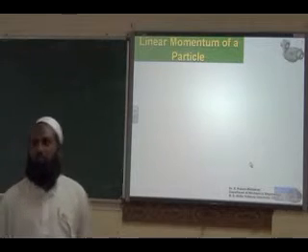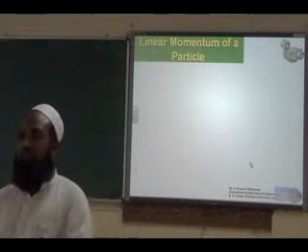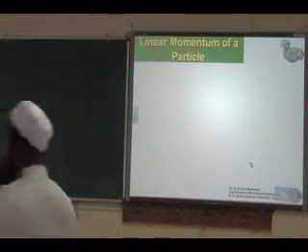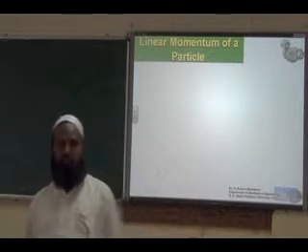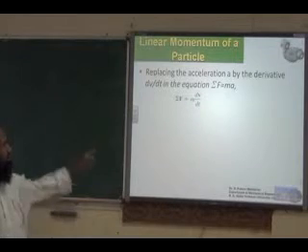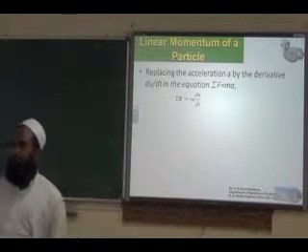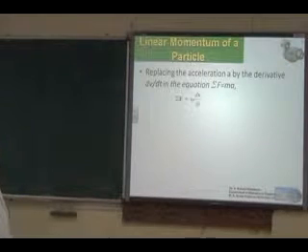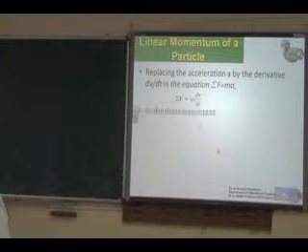Now we'll see about momentum. I was telling about momentum and impulse. First we will see about momentum. In the equation sigma F equals ma, we replace acceleration by dv by dt. Acceleration is the rate of change of velocity. So we replace this a as dv by dt.